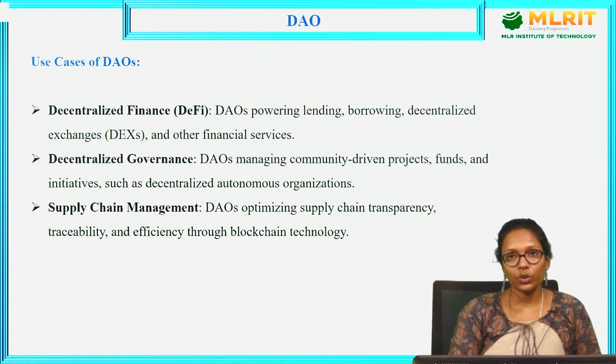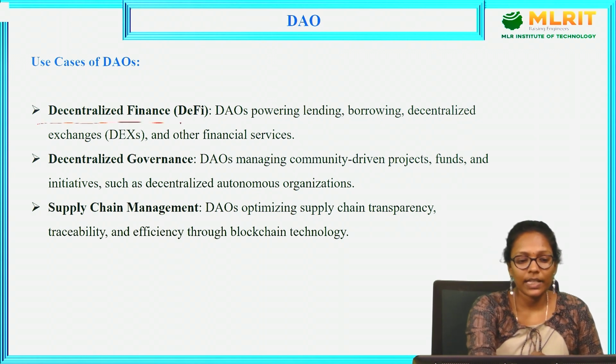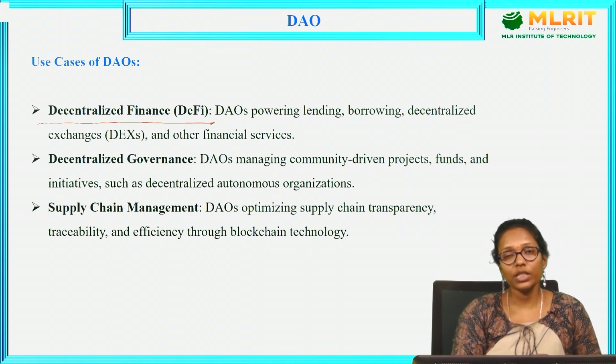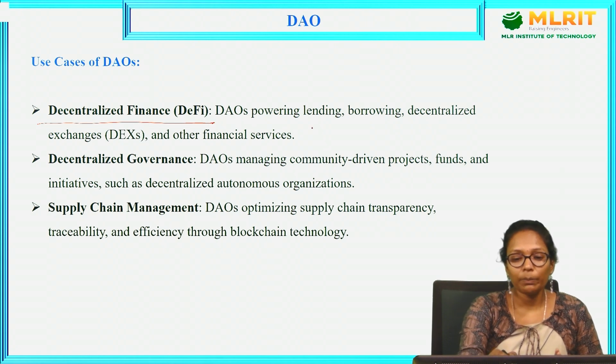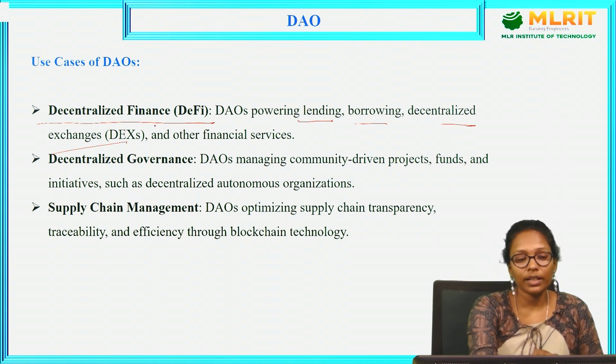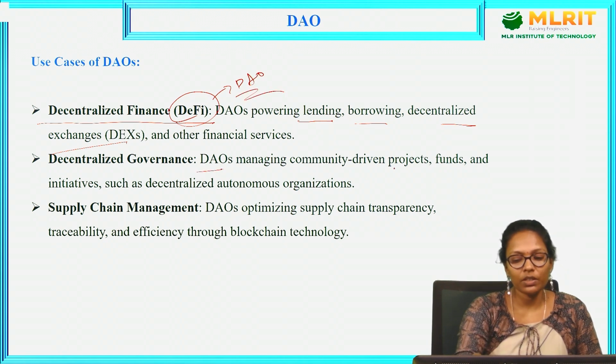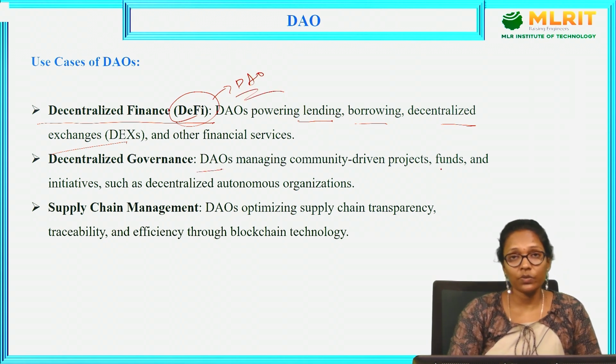Now, different use cases. This DAO can be applied in various industries, various domains. The first one is decentralized finance. In finance, we can use this DAO, where we can perform lending, borrowing, decentralized exchanges and other financial operations. So decentralized finance, DeFi, is a DAO. We also have DAOs managing community-driven projects, funds, initiatives. We can raise a fund for any project also through this DAO.